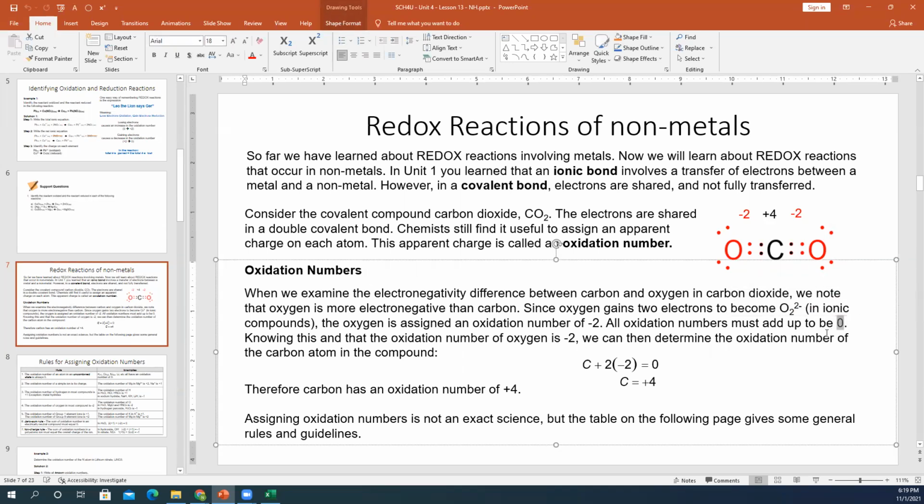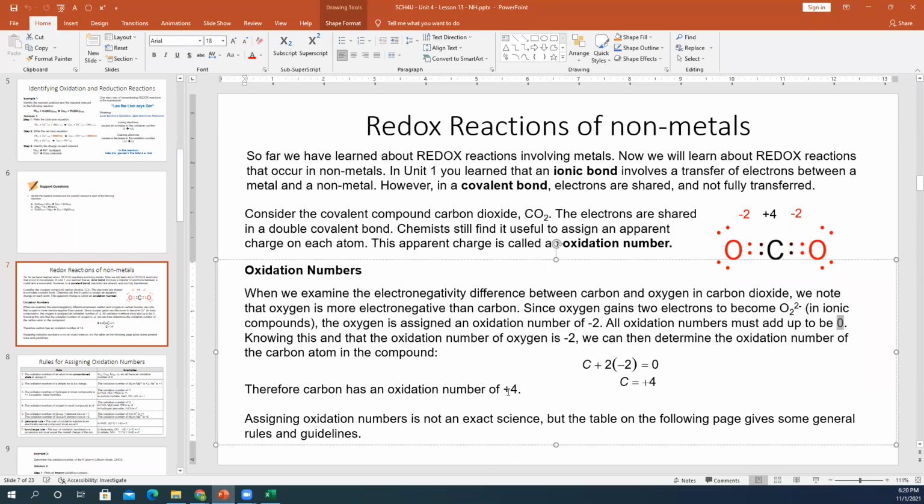So if we understand this, and knowing that the oxidation number for the oxygen is -2 for this one and another -2 for this one, then we can see that the oxidation number for the carbon atom in the compound has to be +4 in order for them to add up to 0, since this is a molecule that has no overall charge.